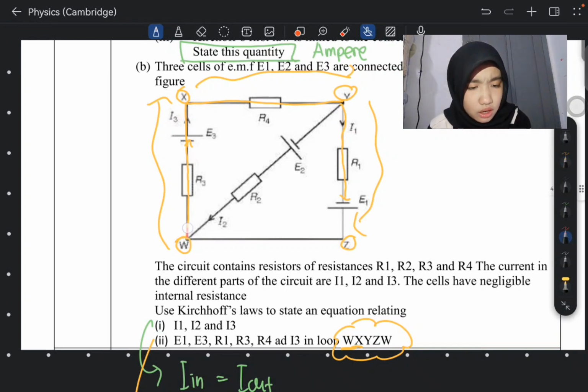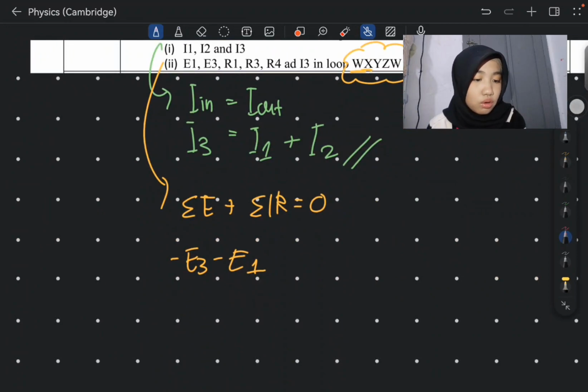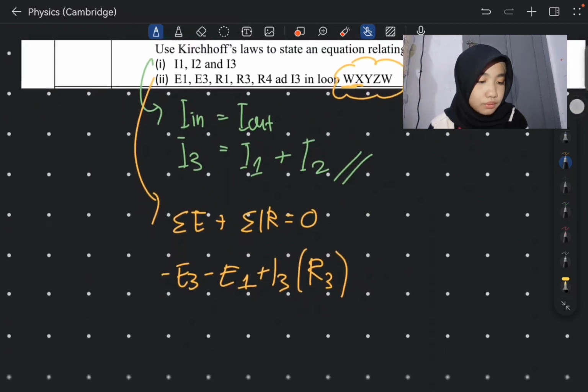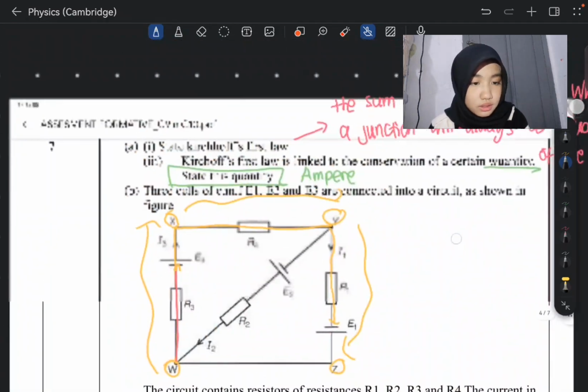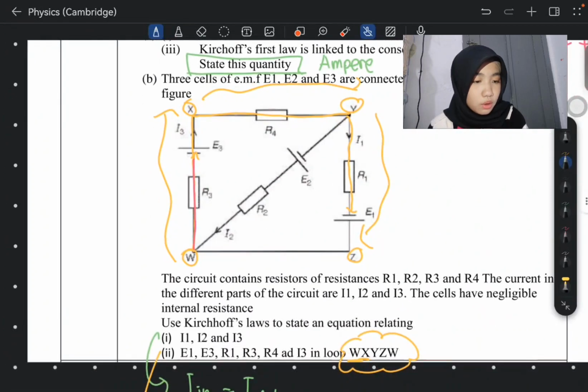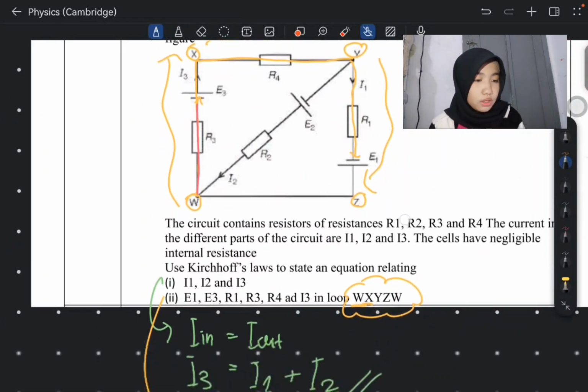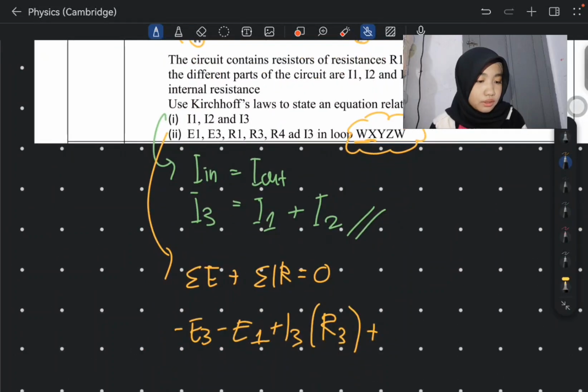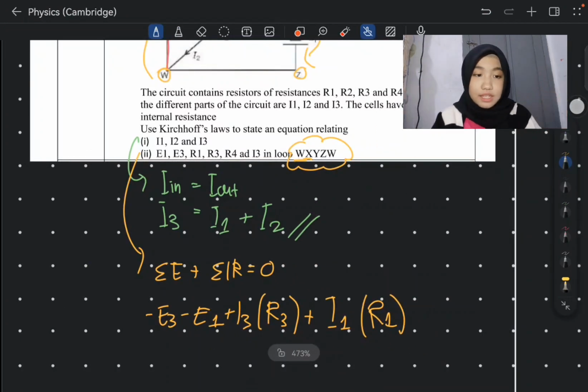Now let's look for the IRs. From W, we are about to find I3 with R3, so it would be I3 R3, and then we will also stumble upon I1 and R1. There we have it. That's the equation.